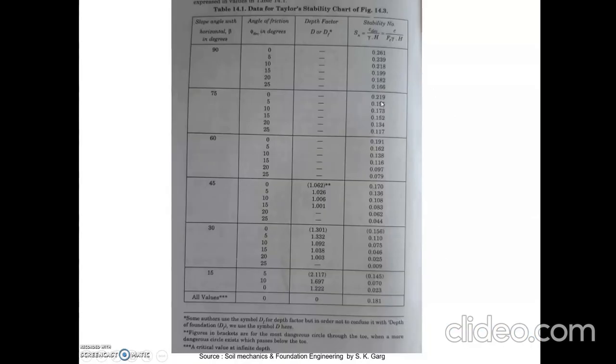And this is the table which is used to find the stability number for corresponding values of the slope angle, that is beta, the angle of internal friction phi, and also the depth factor, that is d.